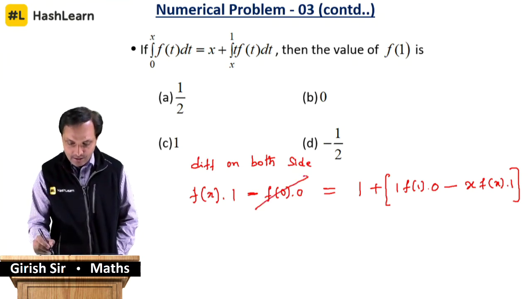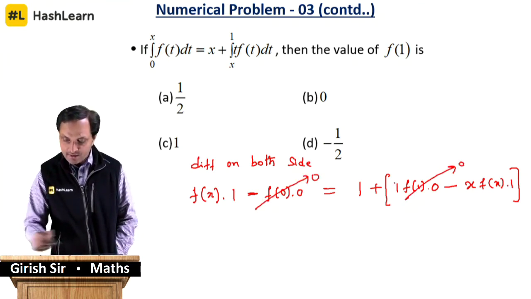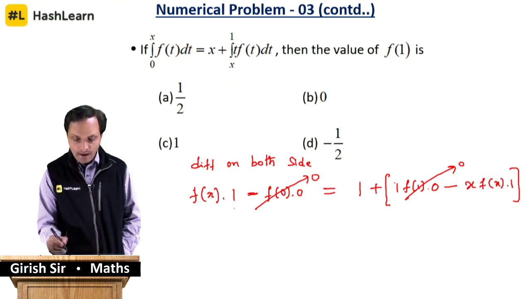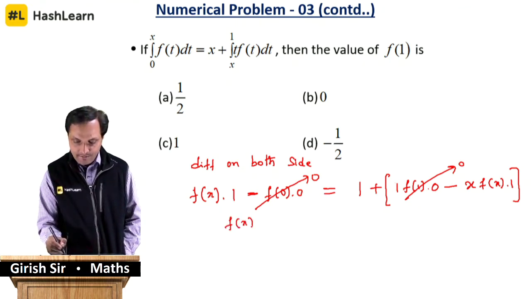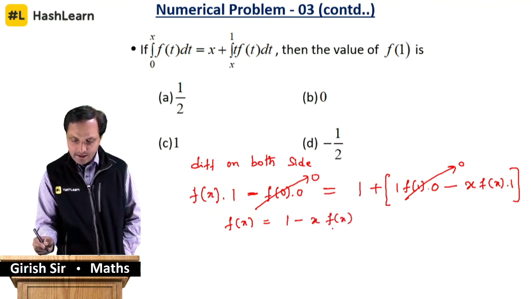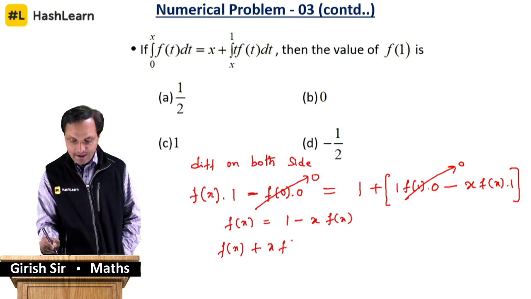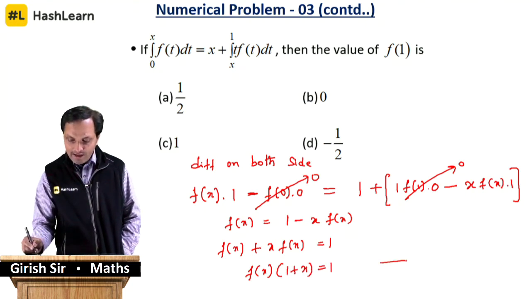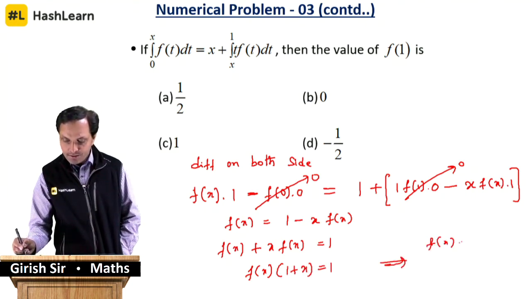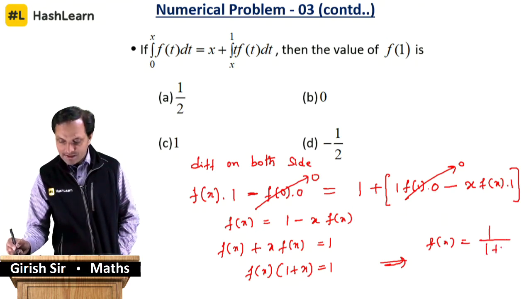So this becomes 0, leave it, and leave this also, that is also 0. So what remains with us is f of x is equal to 1 minus x into f of x. Taking this to this side, you have f of x plus x into f of x is equal to 1. Taking f of x out, you will have finally f of x is equal to 1 divided by 1 plus x.